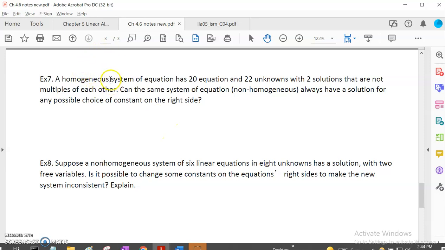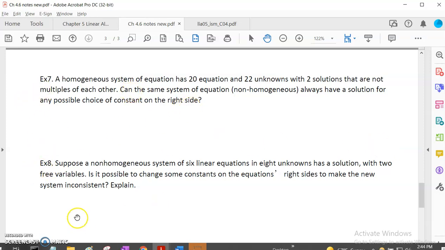So we're going to use what we learned for rank to analyze systems of equations. If I know the number of free variables or the number of solutions in a homogeneous or non-homogeneous system, what can we conclude? This can be summarized here.